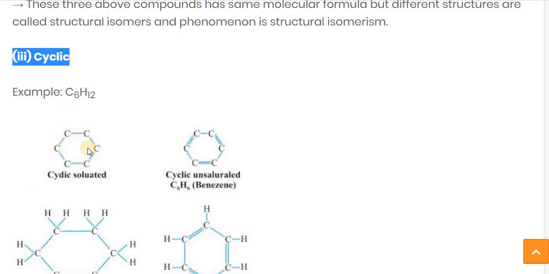It is arranged in a cyclic structure, and this is called saturated. Why saturated? Because between the two carbon atoms there is a single bond. So it is called a cyclic saturated hydrocarbon. But suppose here there are double bonds, like here. You can see C6H6. It is called benzene because of the double bonds between carbon atoms, and it is an example of an unsaturated hydrocarbon.